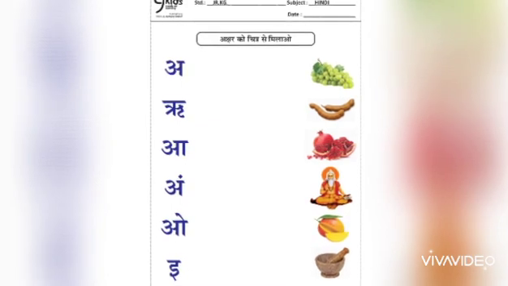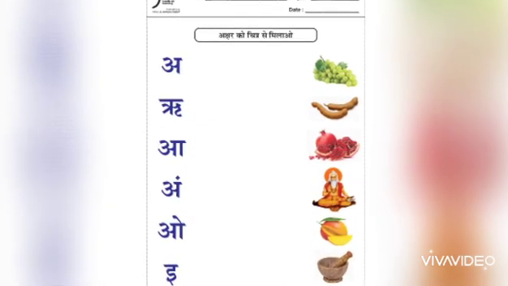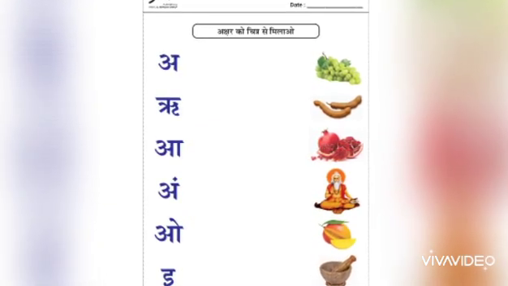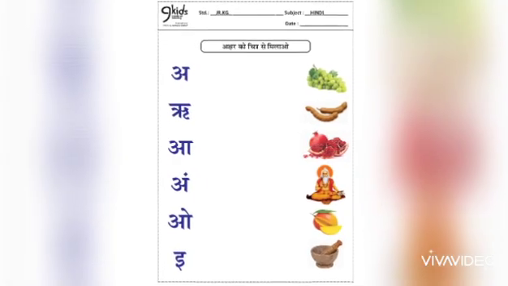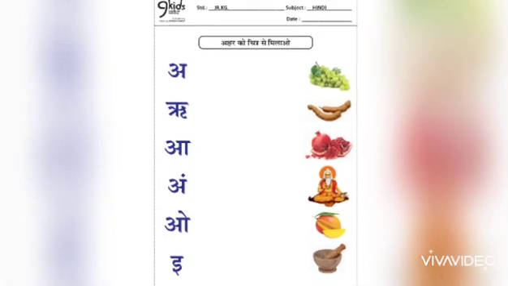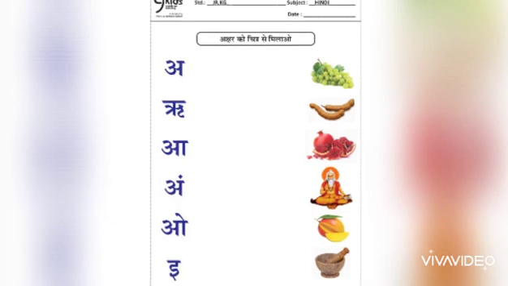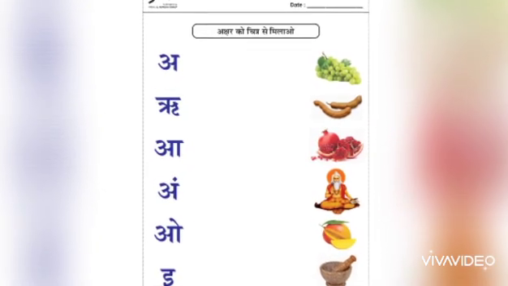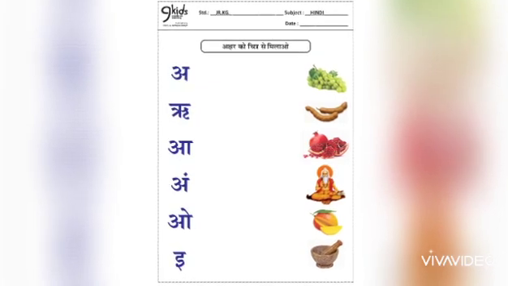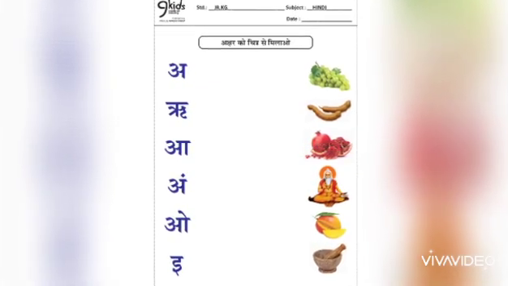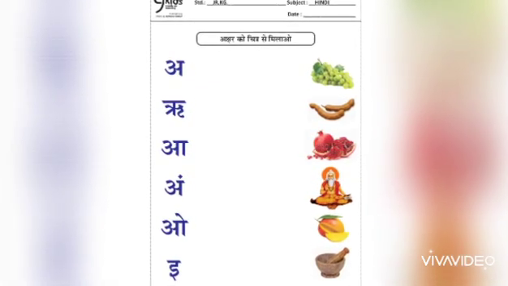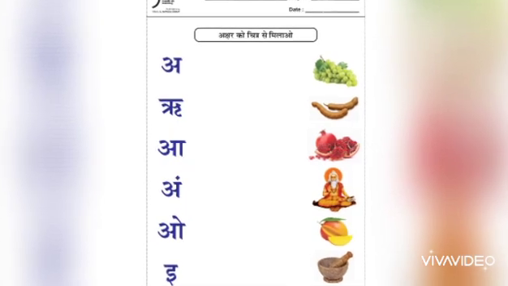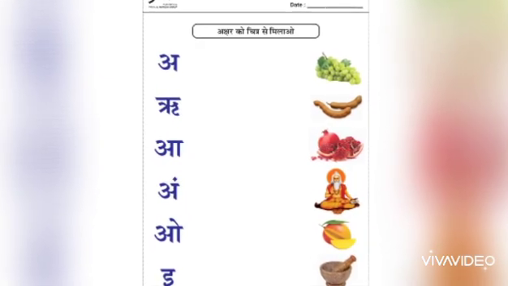आपको अक्षर को उसके सही चित्र से मिलाना है. Now tell me, which is the first swar? A. A से क्या होता है? अनार. So we will match A with अनार. Now which is the next word? री. री से क्या होता है? री से ऋषि. So we will match री with ऋषि.